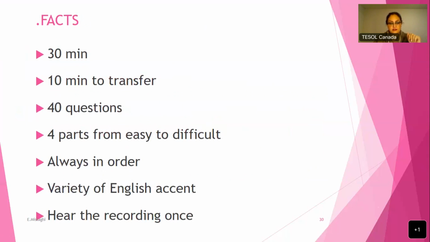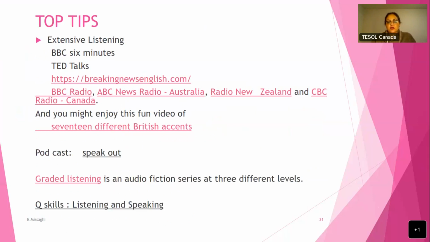You hear it once. To practice and get familiar with different accents, it's good to ask your students to listen to BBC 6 Minute English, TED Talks. TED Talks are really good because they can hear different accents. Breaking News English also. Or listen to different radios like BBC radio, ABC radio, Australia news, or New Zealand news, CBC radio, Canada radio. So they get familiar with different accents because they can hear them. Although 70% of the IELTS listening test is British accent.